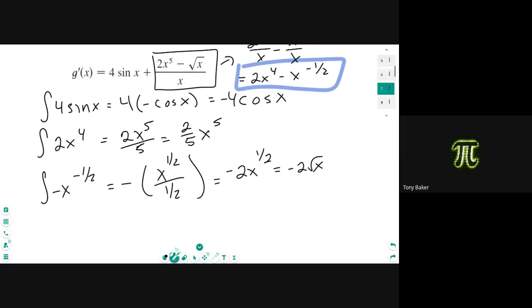Now we have to do the last thing. We have to put it all back together. So g of x, because we did the integral of the derivative, is negative 4 cosine of x plus 2/5 x to the 5th minus 2 square root of x plus, don't forget the plus c.